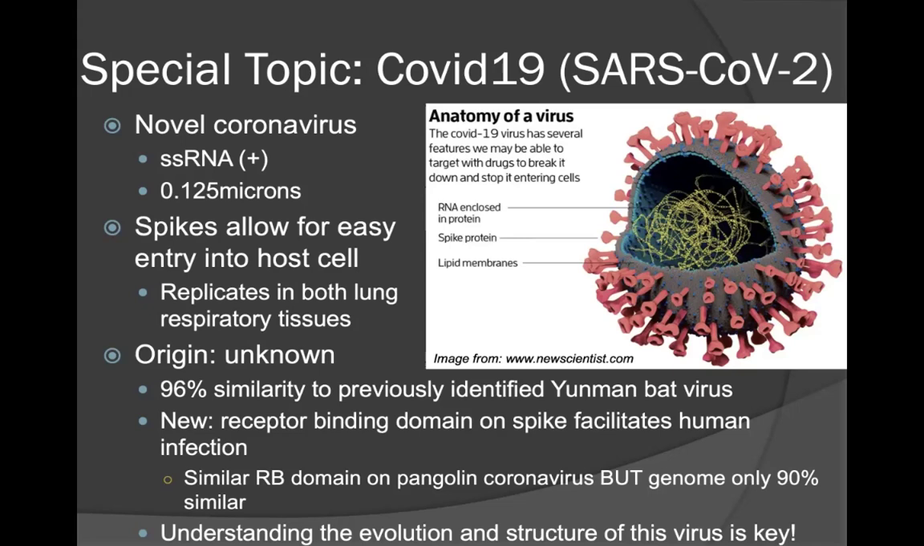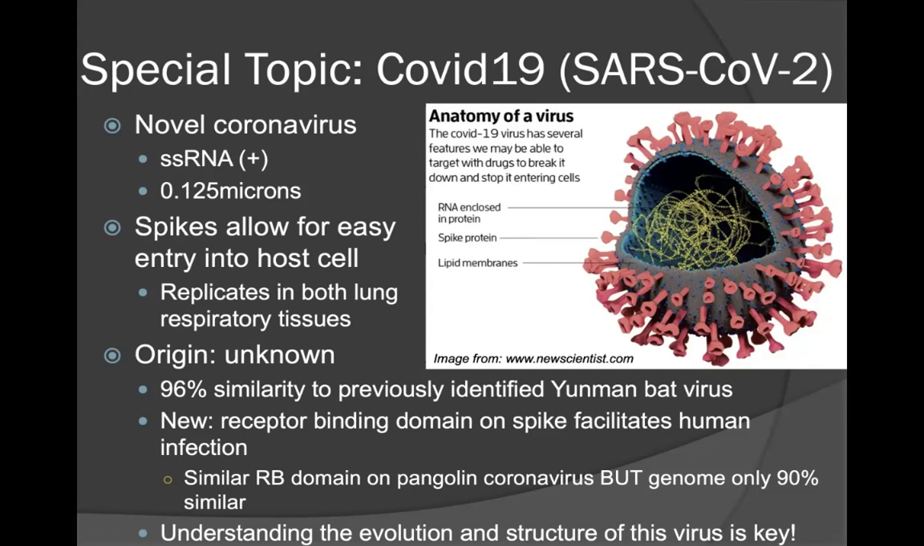The current origin of this disease is currently unknown. However, by examining the genome, we have been able to learn some important information. 96% of the genome is similar to a previously identified Yunnan bat virus. This is strong evidence to support that this virus did indeed originate from the bat population. However, one of the main important differences is that the coronavirus now has a receptor binding domain on the spikes that can facilitate human infection. This would be an adaptation for human transmission that we do not see in the Yunnan bat virus.